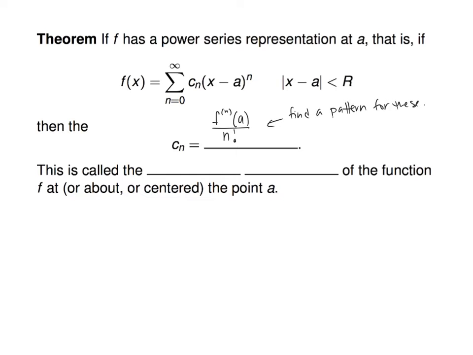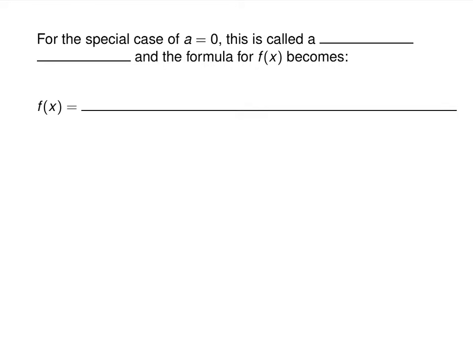This is called the Taylor series of the function f at, or about, or centered at the point a. In this lesson, we're going to focus on a special case of a equals 0, and that case is called a Maclaurin series.